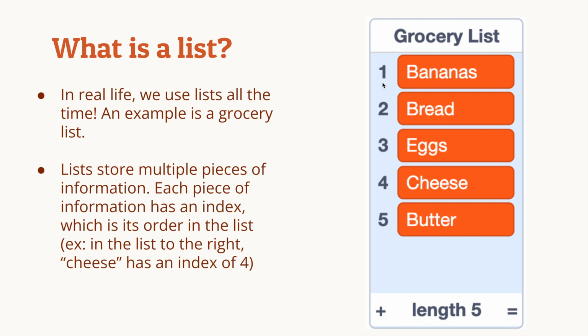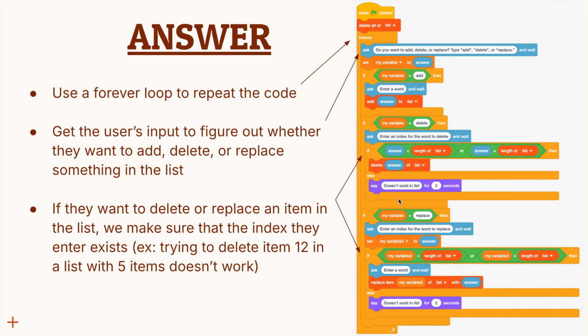If it isn't any of those, then that must mean that the index is greater than the length of the list, meaning it's greater than 5, for example, in this case. And that would mean 6, 7, 8, 9, 10, or any number greater than that. And as you guys can tell, all of those items are not in the list, right? So by checking whether it's less than the length of the list or equal to the length of the list, we're making sure that the index actually does exist in the list. We do that for both the delete and replace, and if it does exist, then we can either delete or replace whatever we want to. Otherwise, we just say it doesn't exist in the list, and then the code repeats over and over again since it's in a forever loop.